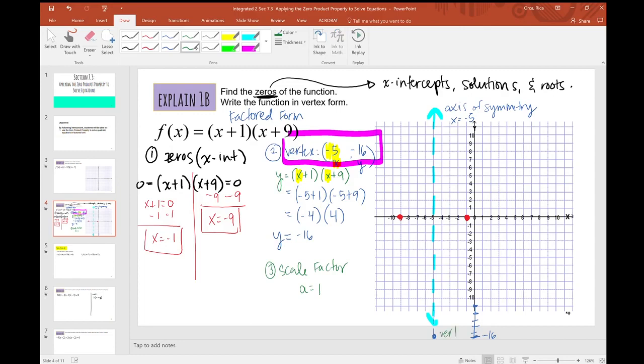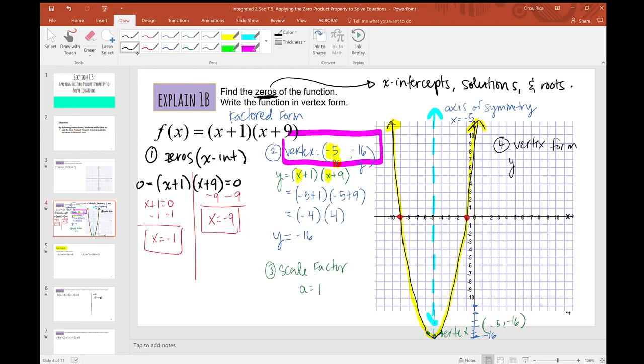Let's label everything. The vertex is at -5, -16. To use the scale factor, we'll go 1 to the right and 1 unit up. And if there's a point on the right side of our axis of symmetry, we're automatically going to have a point on the left side of our axis of symmetry. Now let's draw the graph, highlight it, and answer the problem. So the problem wanted us to write our function in vertex form. So I'll call this step number 4, vertex form.